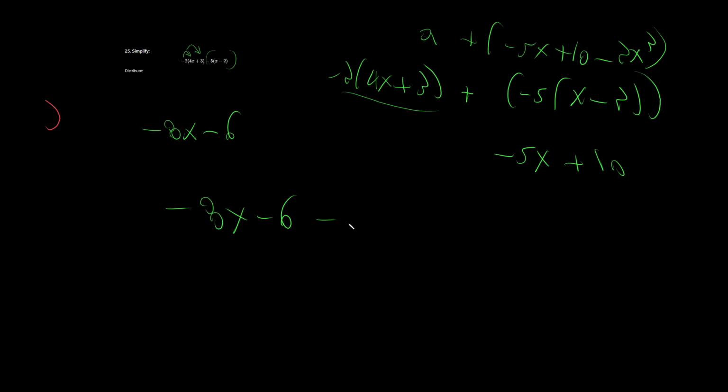Remember, these stay the same, so minus 5x plus 10. We're taking away 8 of x, and then we take away 5 of x. In total, we took away 13 of x, and we're taking away 6, but we're adding 10, so in total, we're adding 4. Okay.